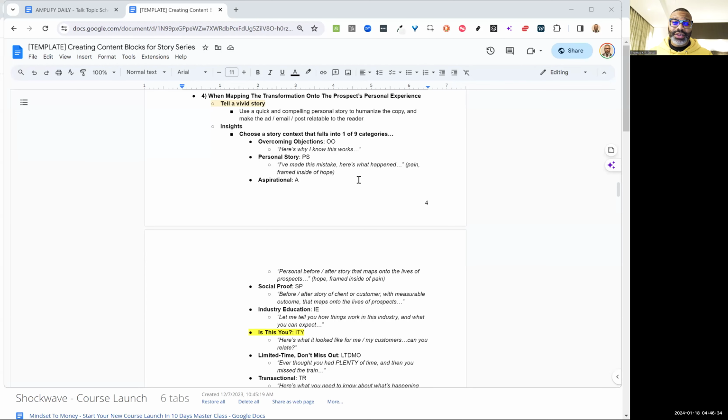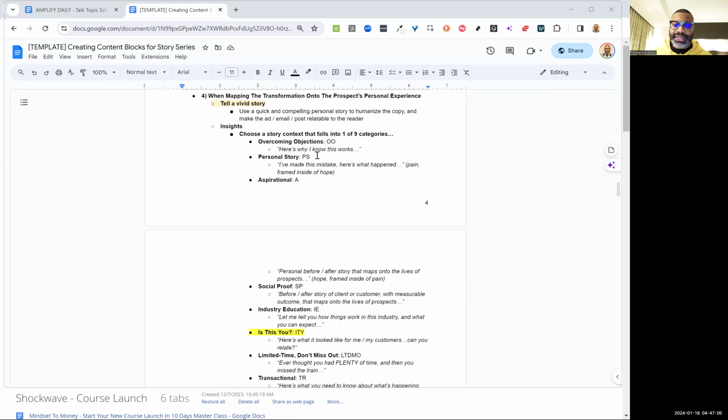So again, when you are mapping the transformation onto the prospect's personal experience, we want to tell a vivid story. And we use a quick and compelling personal story to humanize the copy and make the ad, email, post relatable to the reader. This is where the story format that I told you about, choosing from one of those 9 stories that I outlined on a previous day, and this breakdown really comes in.